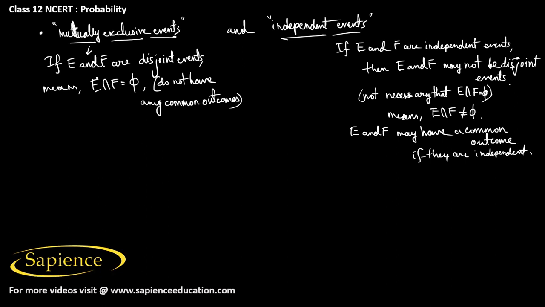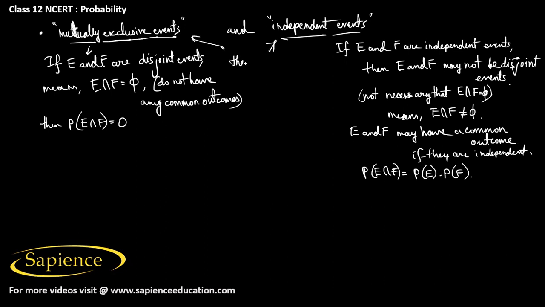So if E and F are mutually exclusive, then the probability of the event E intersection F will simply be 0. But if E and F are independent events, then it is not necessary that P of E and F will be 0; P of E intersection F will be P of E times P of F. So these two terms are not the same. They do not have the same meaning.